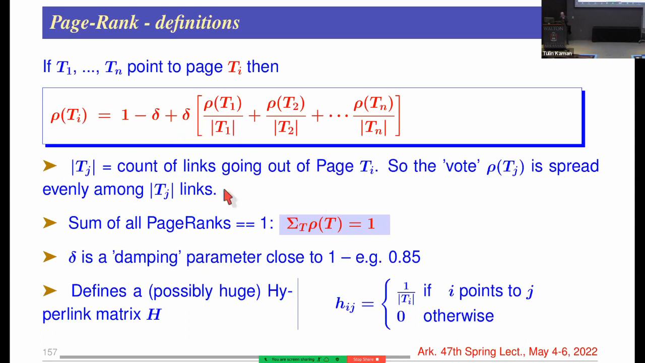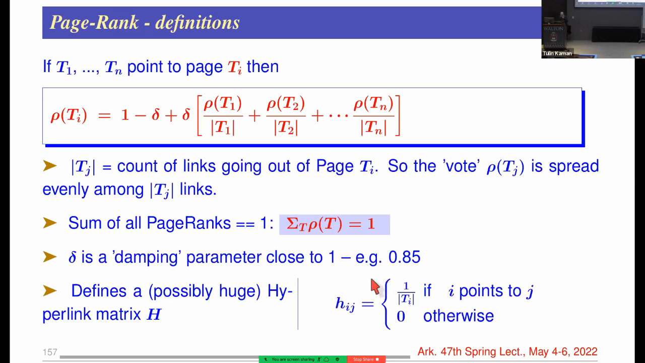So you have to give it a chance to jump to a random node among all the others. Now you also have to add the constraint that the sum has to be equal to 1, because these are probabilities in the end, just like for the Markov chain. So delta is viewed as a damping parameter. We set it to 0.5, I think, in the examples I've seen.